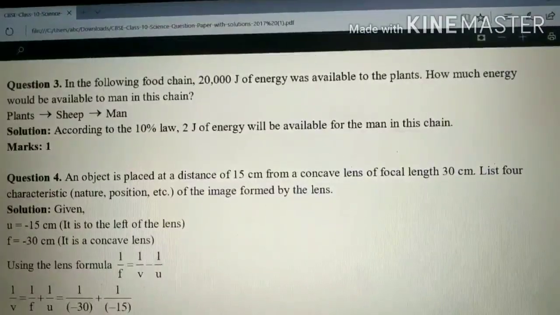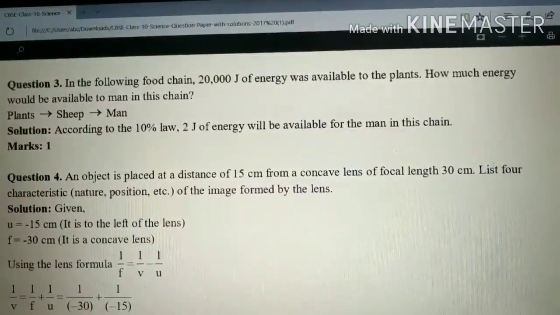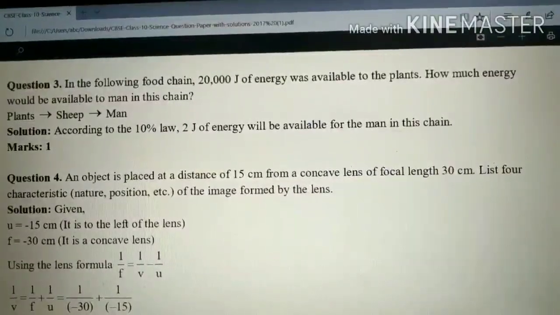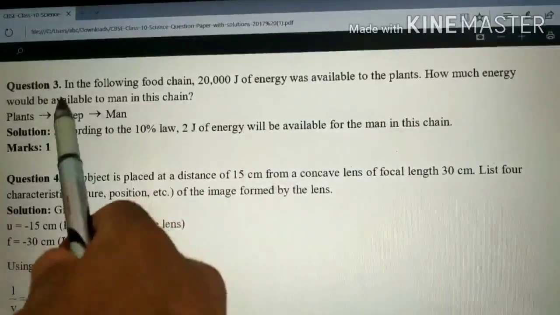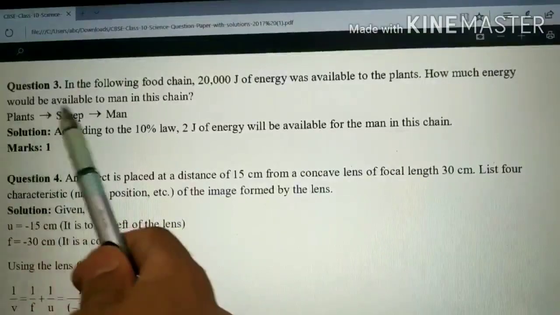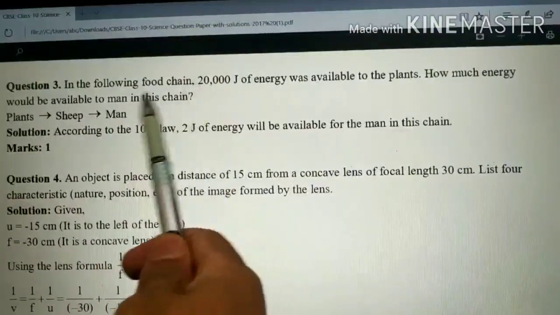In the following food chain, 20,000 joules of energy was available to the plant. How much energy would be available to the man in this chain? Simple, apply the 10% law. The plant has 20,000, so how much does the sheep have? A 10% decrease means we get 2,000.